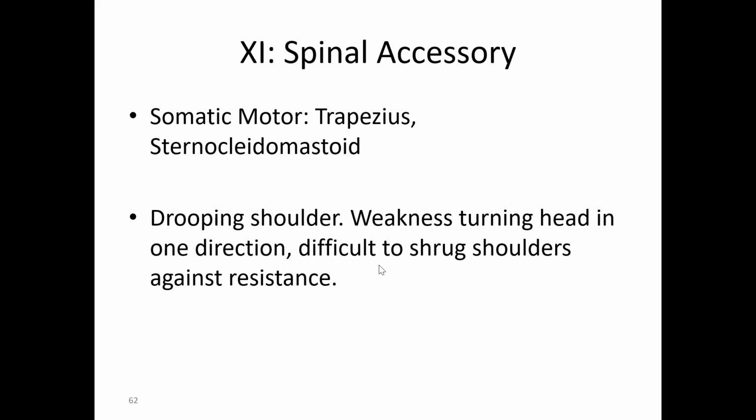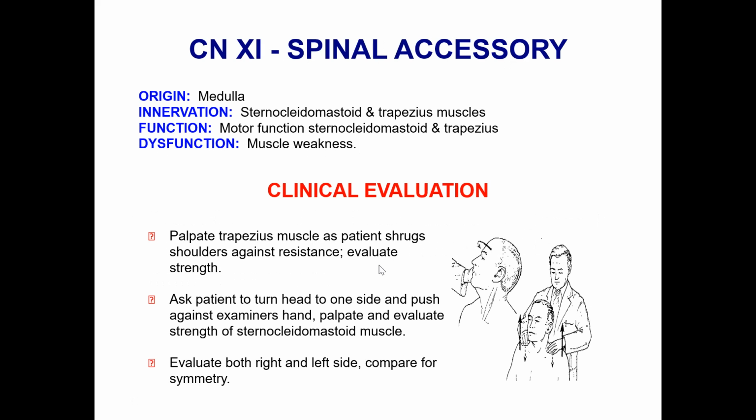Spinal accessory nerve, mainly two muscles are innervated by it. As we know, it is pure motor nerve, and it supplies trapezius and sternocleidomastoid muscles. And you may find drooping shoulders if it is abnormal. It originates from medulla, supplies sternocleidomastoid and trapezius muscles. Motor function is sternocleidomastoid and trapezius, and its dysfunction will lead to muscle weakness in these muscles.